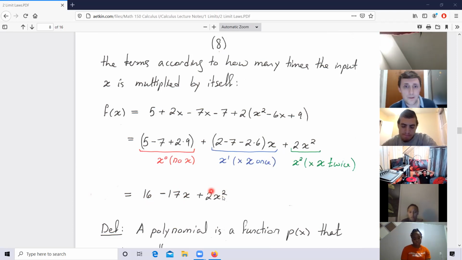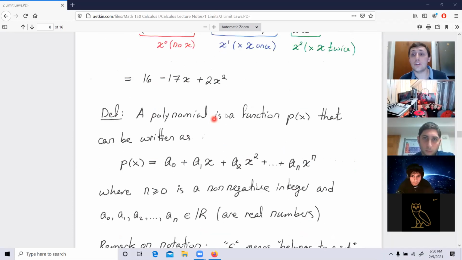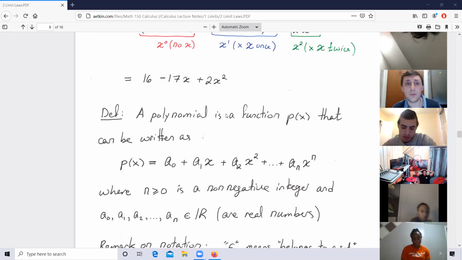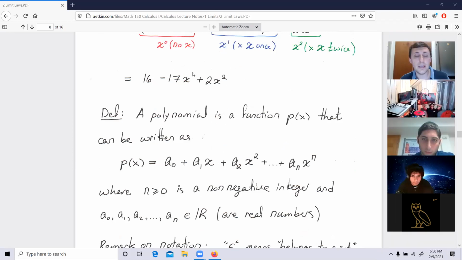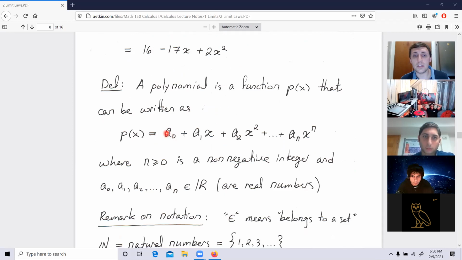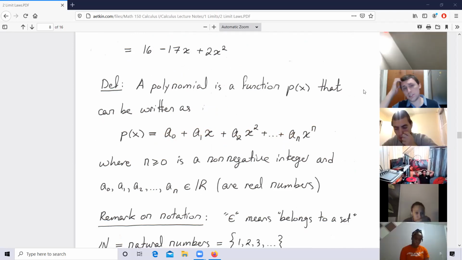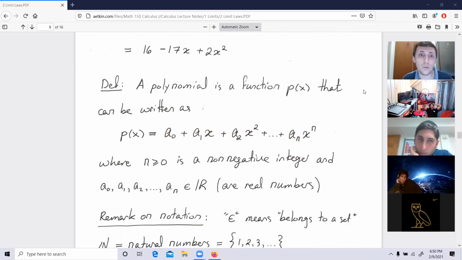Good? So then here is the definition of what a polynomial is, guys. A polynomial is a function written as a0 plus a1x plus a2x squared, all the way to plus anx to the n, where the number n is an integer that is bigger than or equal to 0, a non-negative integer, and where the coefficients, a1, a2, a3, and onwards, are just numbers.